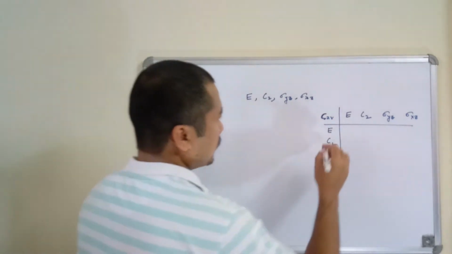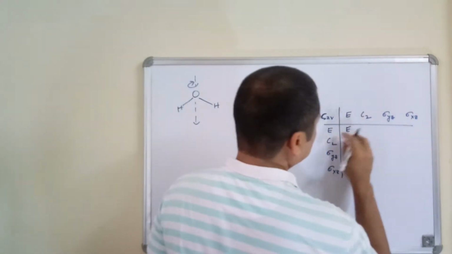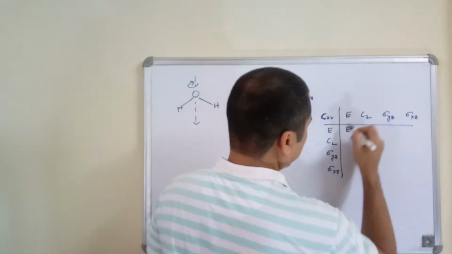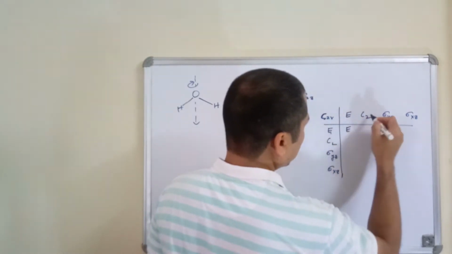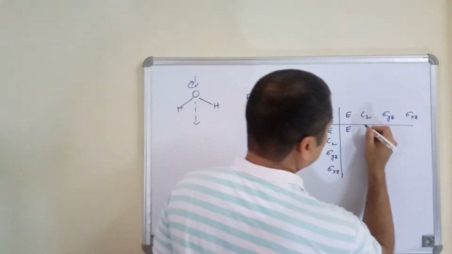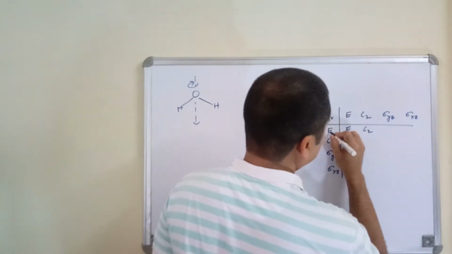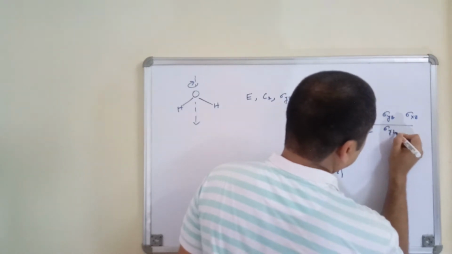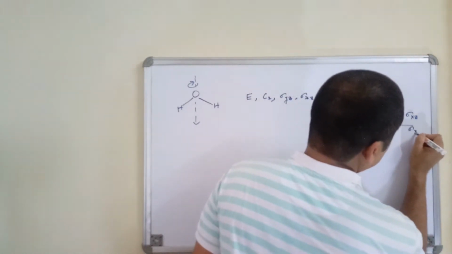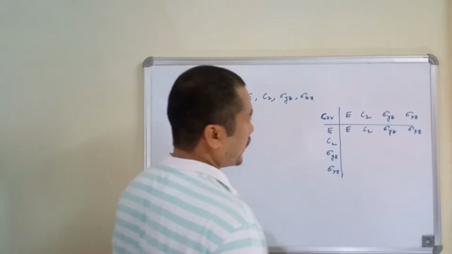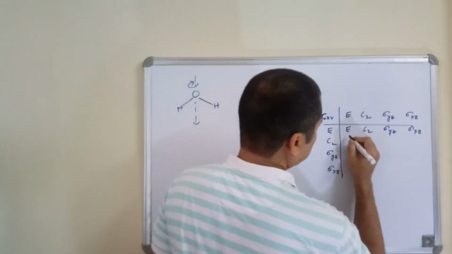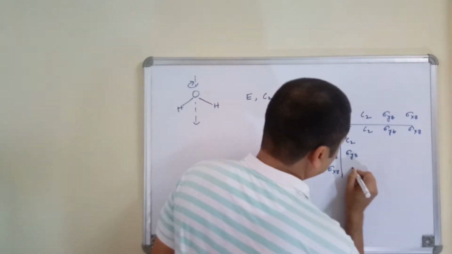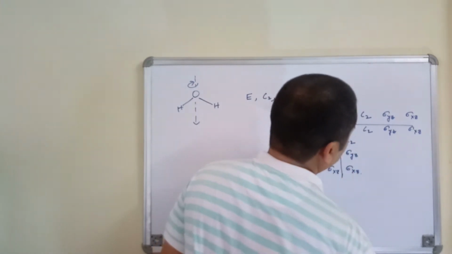So we can easily write some of the products of the symmetry operations, because the product of the identity operation with any operation is going to give that operation itself. The product of E with C2 will be C2, E with sigma yz is going to give sigma yz, and with sigma xz is going to give sigma xz. Similarly, C2 into E is going to be C2, this is going to be sigma yz, and this is going to be sigma xz.